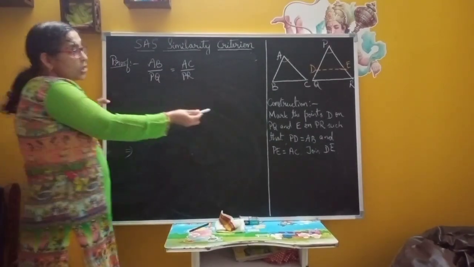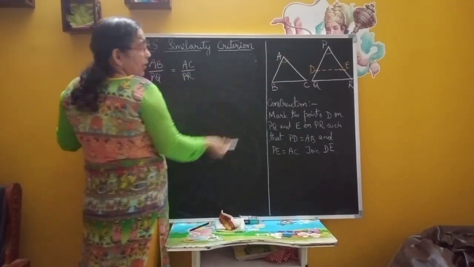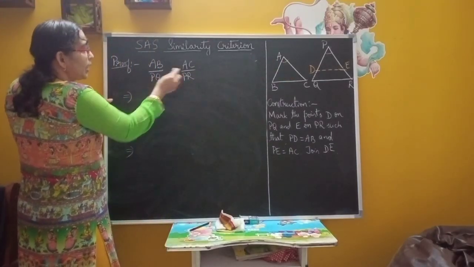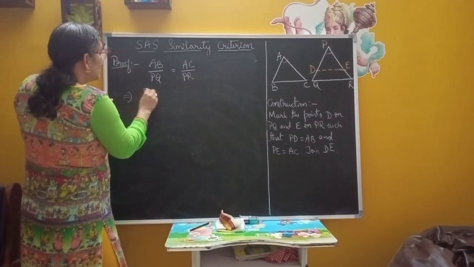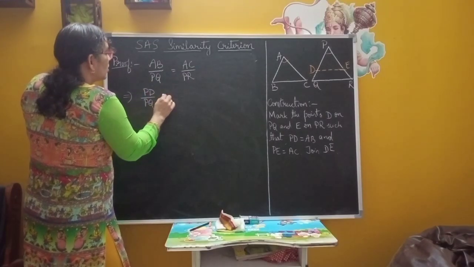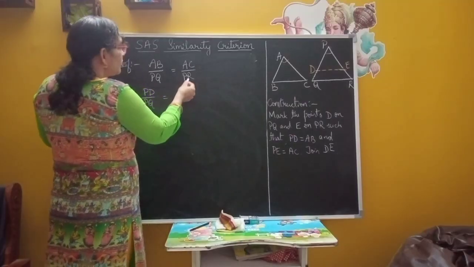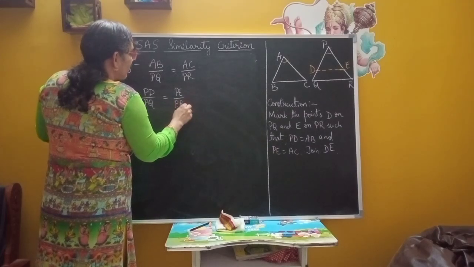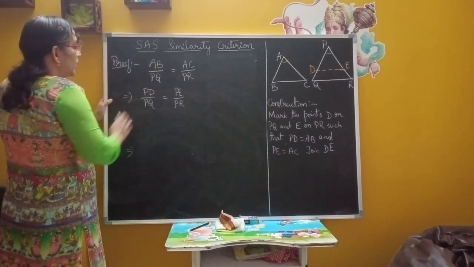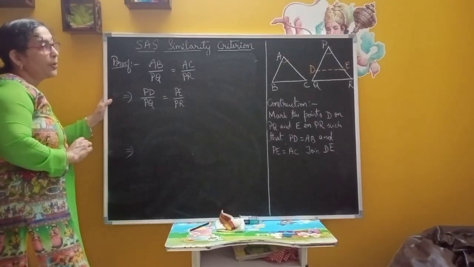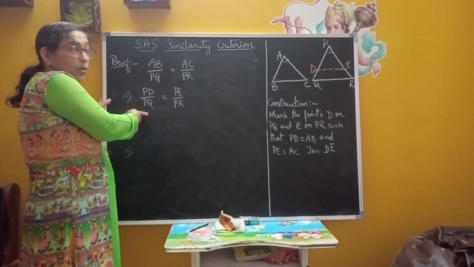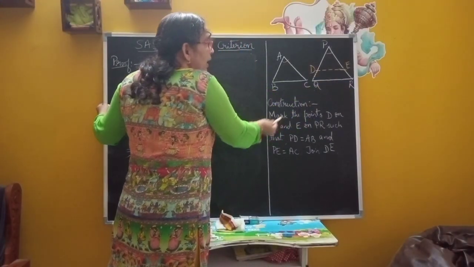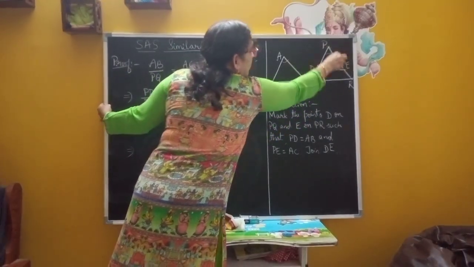You know that by construction, AB is nothing but PD and AC is nothing but PE. So I substitute here: in AB's place I write PD by PQ is equal to, in place of AC I write PE by PR. So PD by PQ is equal to PE by PR. Now, to prove DE is parallel to QR, what do we need? We need to prove PD by DQ is equal to PE by ER.